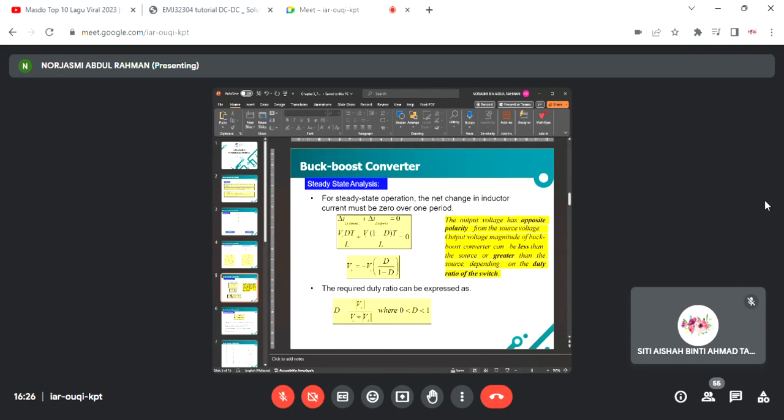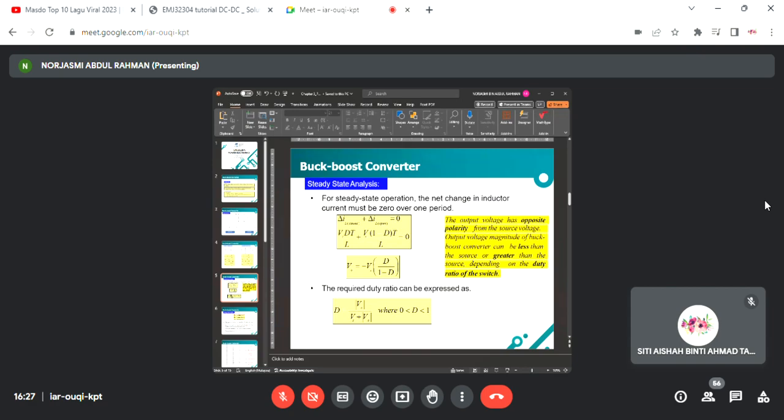But what happens when you increase the duty cycle? Let's say it is 0.6. Then we will have 0.6 divided by 1 minus 0.6, which is 0.4, so the gain is equal to 1.5. Let's take another example. Let's say the duty cycle is 0.8. So we will have 0.8 divided by 1 minus 0.8, which is 0.2. Then we will have 4.